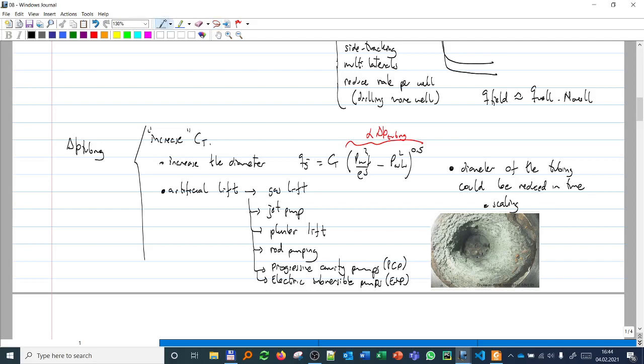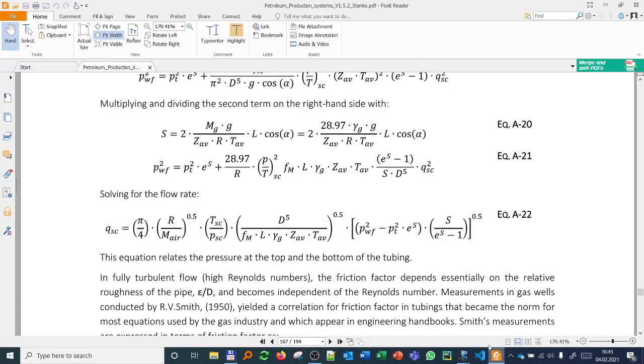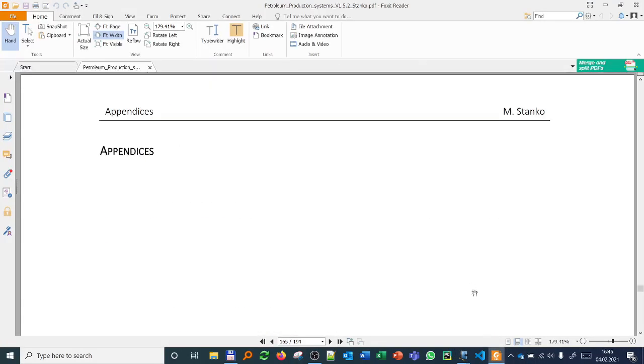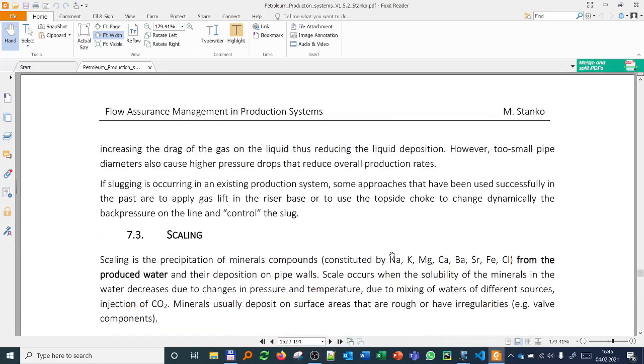You also have other things. You can have wax and asphaltene. It's not that common, but it can happen also in the tubing. We have here, I think, how it looks.